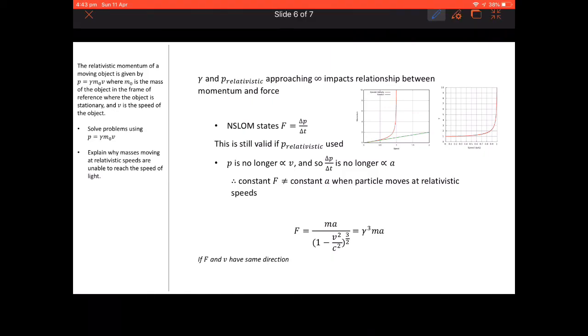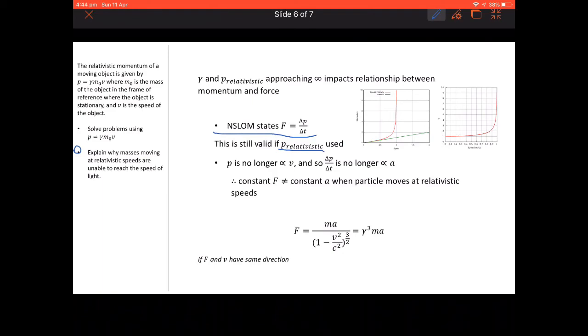So moving on to our second content skill for this last part of relativity: how the Lorentz factor and the relativistic momentum approaching infinity impact the relationship between momentum and force. Newton's second law of motion states that force is equal to the change in momentum divided by the change in time, or in other words, the rate of change of momentum. And this is still valid as long as the relativistic momentum is used.